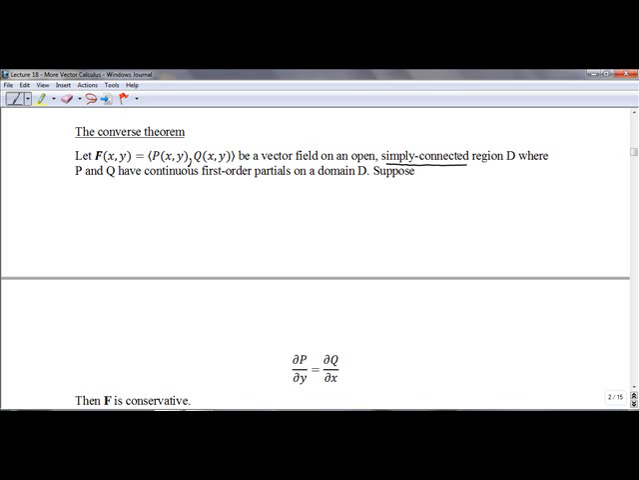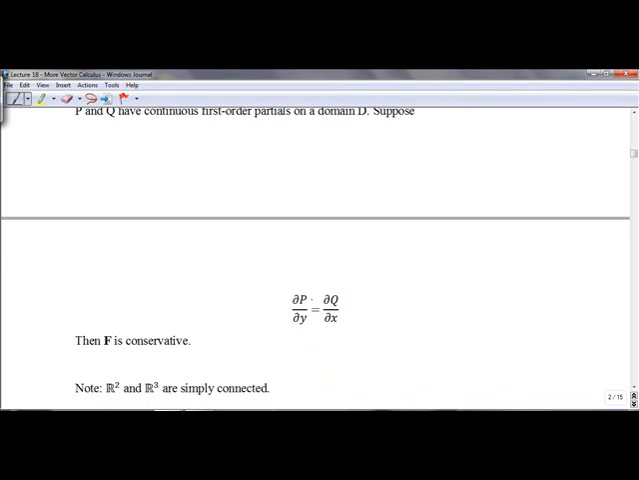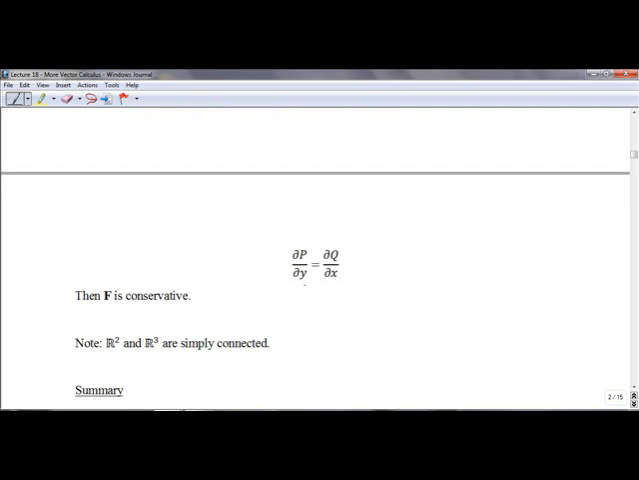So you have this vector field on a simply connected region, and you have these two first partials equal to each other. Then F has to be conservative. Now all I need you to know from this simply connected thing: all the regions that we are going to look at for this course are simply connected. We are looking at R2 and R3, in 2D and 3D. We are looking at real numbers. They are all simply connected. So basically that's all I want you to know.